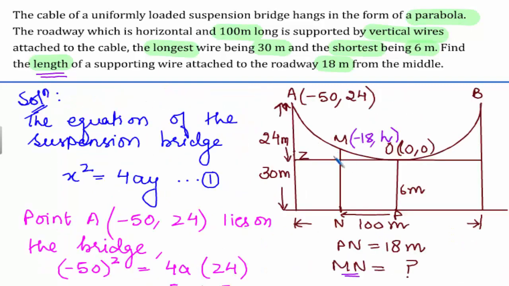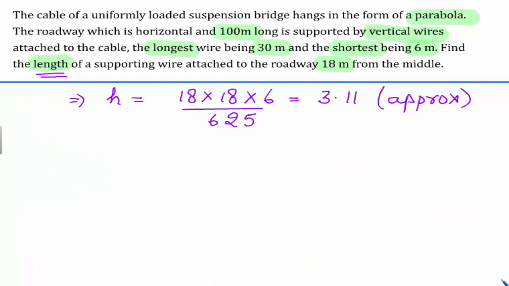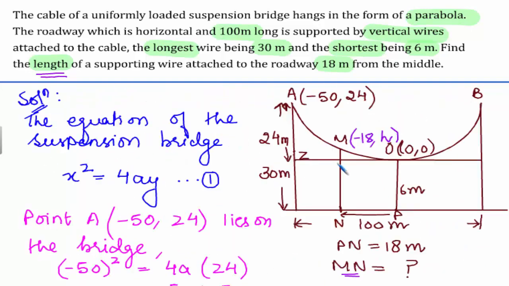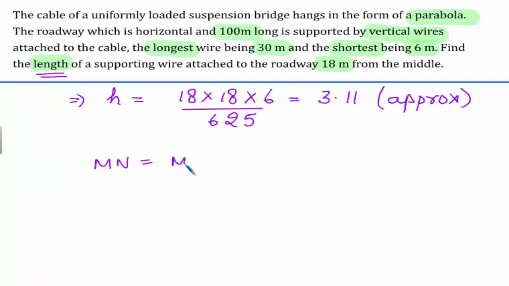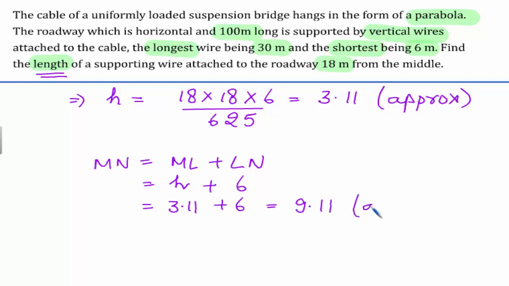Therefore, height MN is equal to, if suppose this point is L, then ML plus LN, and ML is the h coordinate plus LN, that is 6, which is the shortest vertical wire. So h is 3.11 plus 6, and this is equal to 9.11 approximately.